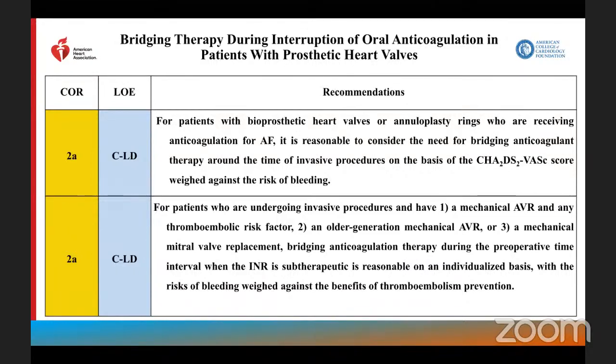And for patients who are undergoing an invasive procedure and have mechanical AVR and thromboembolic risk factors, older generation mechanical AVR, or mechanical MVR, bridging anticoagulation therapy during the preoperative time when the INR is subtherapeutic is reasonable on an individualized basis, with the risk of bleeding weighed against the benefit of thromboembolism prevention, as a class 2A.